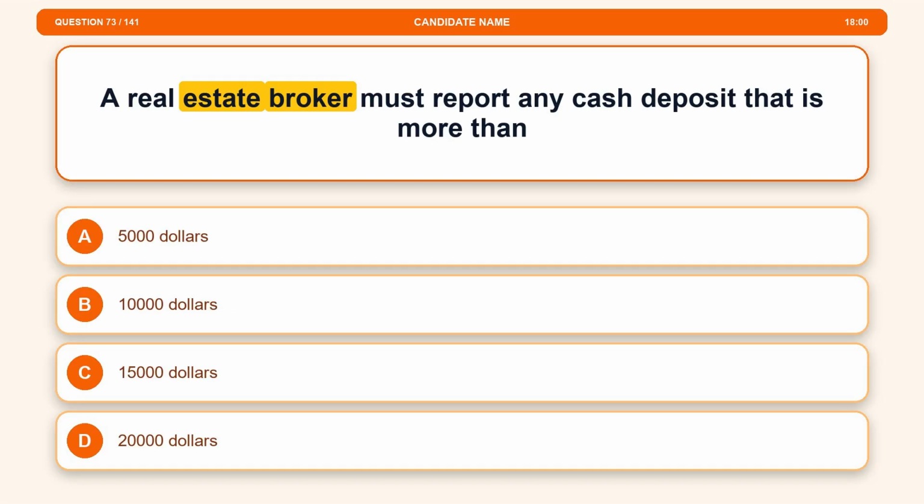Question 73. A real estate broker must report any cash deposit that is more than: option A, $5,000. Option B, $10,000. Option C, $15,000. Option D, $20,000.